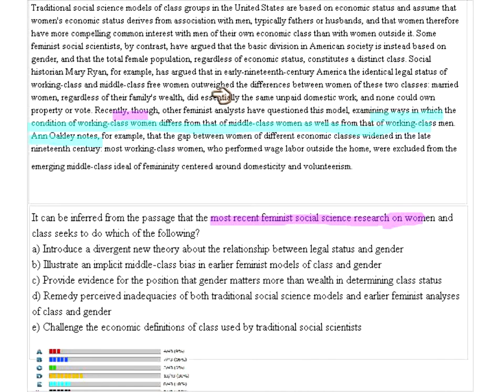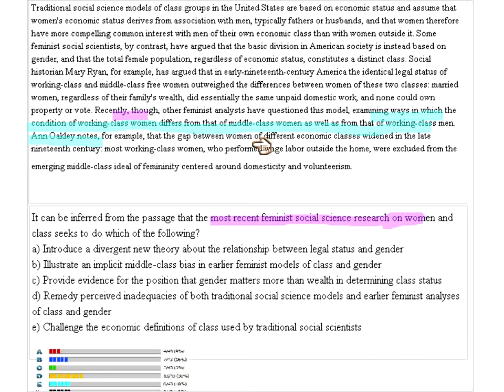The first way, they diverge from Ryan's model because they consider economics, and they diverge from the traditional models because they consider gender. So the problem with choice E is that they don't challenge the economic definition. What they're challenging is the fact that they don't include gender. But they're actually using the economic definitions in the same sort of way that the traditional models do.